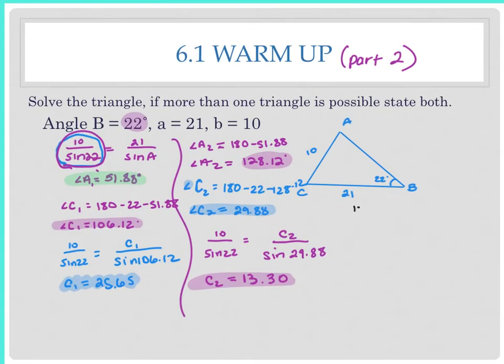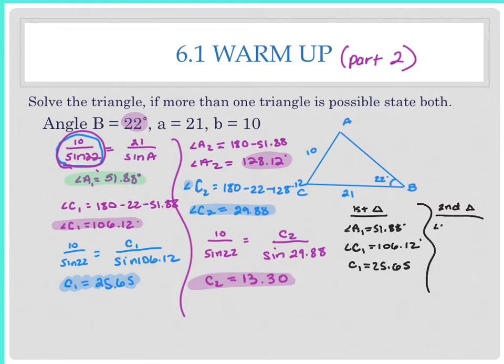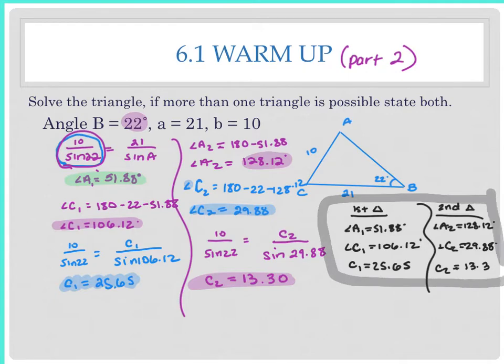I would have my first triangle, which would have angle A1, 51.88, C1, 106.12, and side C1, 25.62, or 65, sorry. And then the second triangle, angle A2, 128.12, angle C2, 29.88, and side C2, 13.30, or just 3, because it's going to be an insignificant 0 anyway.